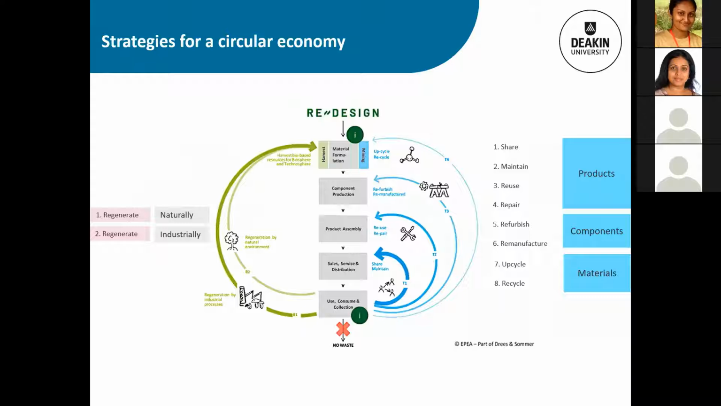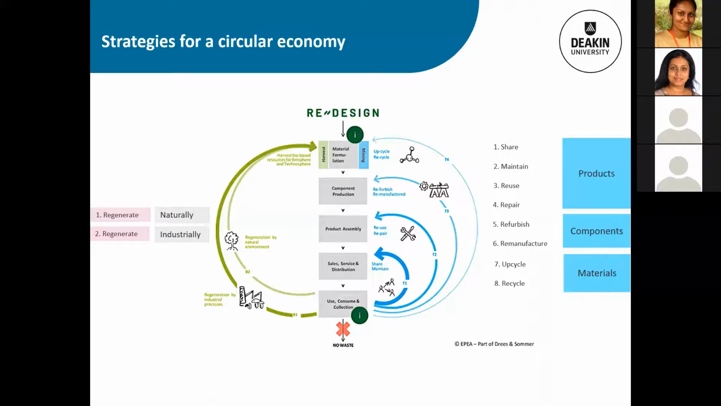On the left-hand side is the biological cycle, where material can regenerate naturally or industrially. And on the right-hand side are the strategies for the industrial cycle, where there are basic 8 strategies that are being highlighted, some for products, some for components, and some for materials. The whole idea is firstly to regenerate, secondly to avoid waste and pollution, and thirdly to keep materials, products and components in use as much as possible. So I'll take an example to explain more.